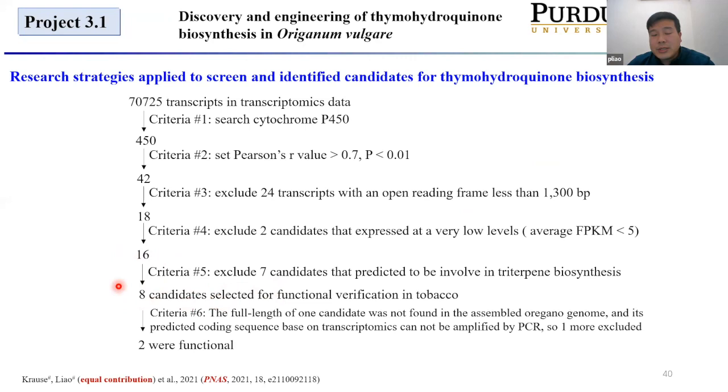Actually, we chose these 8 candidates for functional verification in tobacco. However, one of them was not found in the assembled Origanum vulgare genome, and it is a predicted coding sequence based on the transcriptome data that could not be amplified by PCR. So this candidate has also been excluded. So finally, we checked 7 candidates. Out of the 7 candidates, we found that 2 were functional. So this is some representative results we are showing.